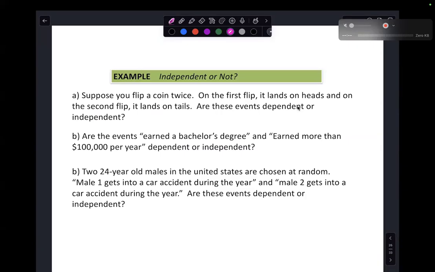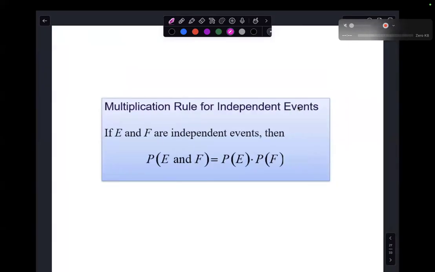Okay. All right. Here is our multiplication rule. The events must be independent. They must be independent. The multiplication rule is for and events. So if I talk about and probabilities, I'm talking about the multiplication rule. So the or probabilities is the addition rule, and probabilities are the multiplication rule.